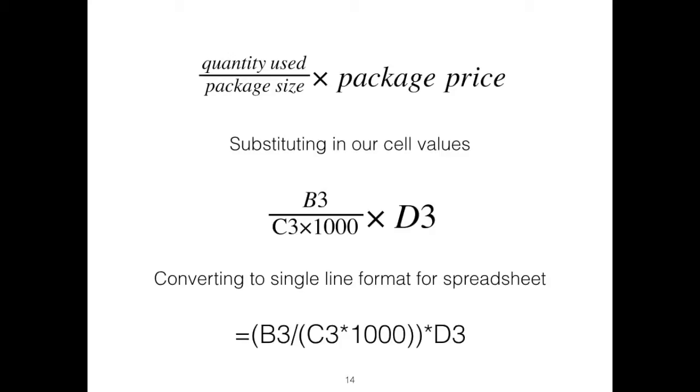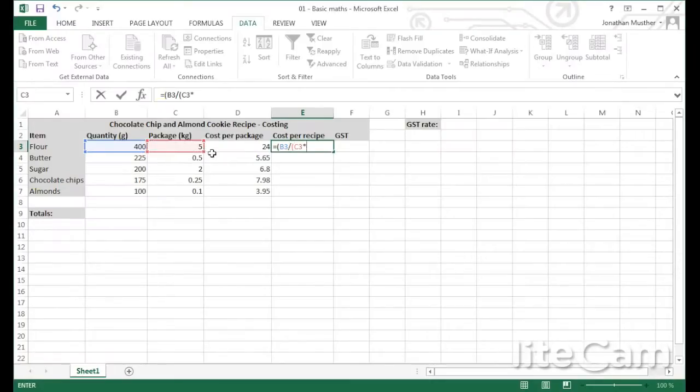and trust us that the correct formula you need to put into the cell in column E in order to calculate the cost per recipe for the flour, say in E3, is equals open bracket B3 slash open bracket C3 times 1000 close bracket close bracket times D3.